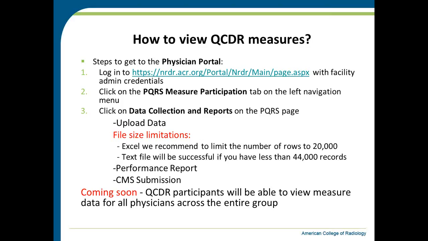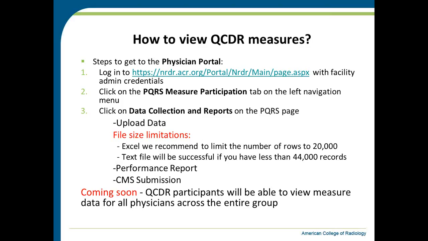You click on PQRS measure participation, and then you will click on data collection and reports. It actually takes longer me explaining than actually you navigating it. It's a lot simpler than that. When you get to the portal, there are 3 main tabs: upload data, performance report, and CMS submission. Those are the main tabs that you're going to navigate on the portal so that you can view your measures, view your performance and reporting rates, and also select your measures for CMS submission.